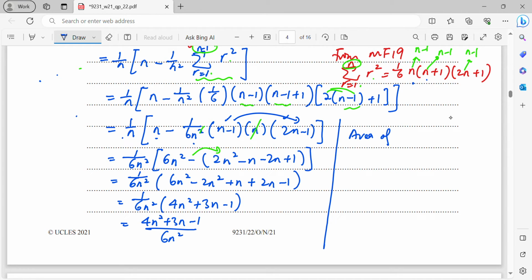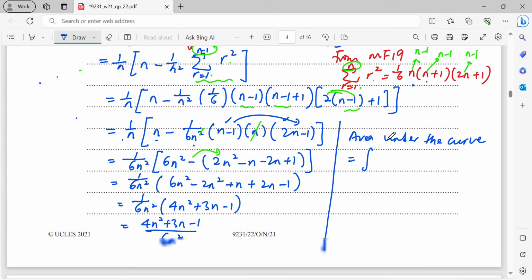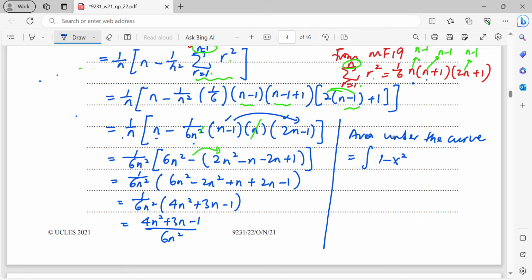area under the curve equals to integration of 1 minus x squared dx from 0 to 1. Okay, therefore integration is less than 4n squared plus 3n minus 1 over 6n squared. Okay, so that's the solution of this question.